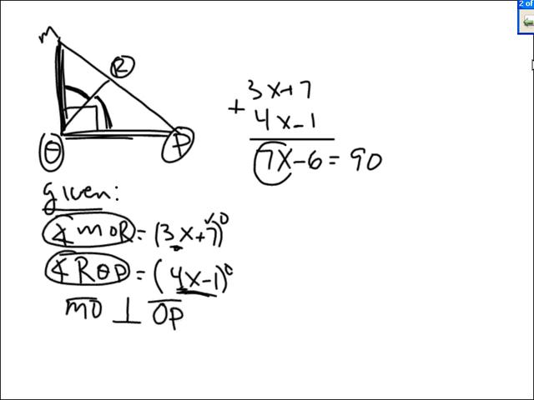So this must be 96. Why? Not because it's 7s or x's, but because 96 minus 6 is 90. So 7x should be 96. 7 doesn't go in there evenly, so let's do some division. So x is equal to 96 over 7. Not the friendliest answer.